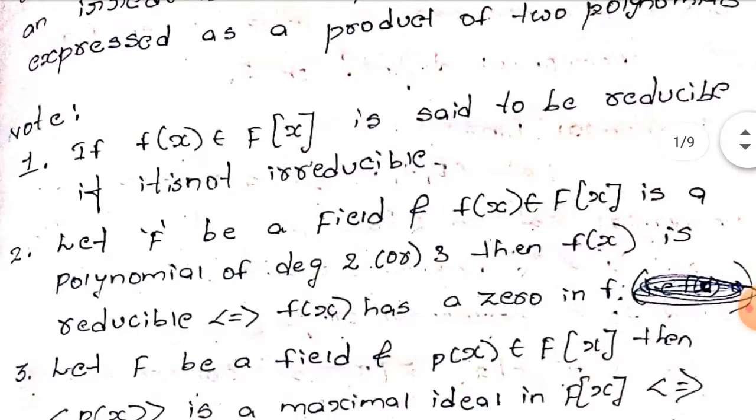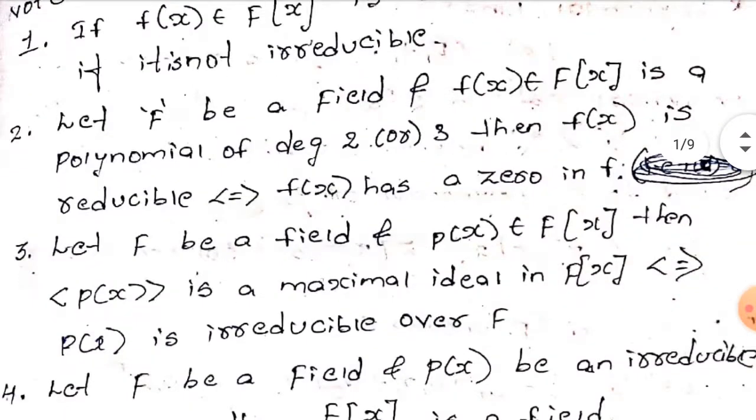See the second note point. If the polynomial has degree 2 or 3, then f(x) is reducible if and only if f(x) has a 0 in F. By this note point, if f(x) is reducible, we can say directly f(x) has a 0 in F. And also, if f(x) has a 0 in F, we can say f(x) is reducible. Now finally, we can say F is a field.